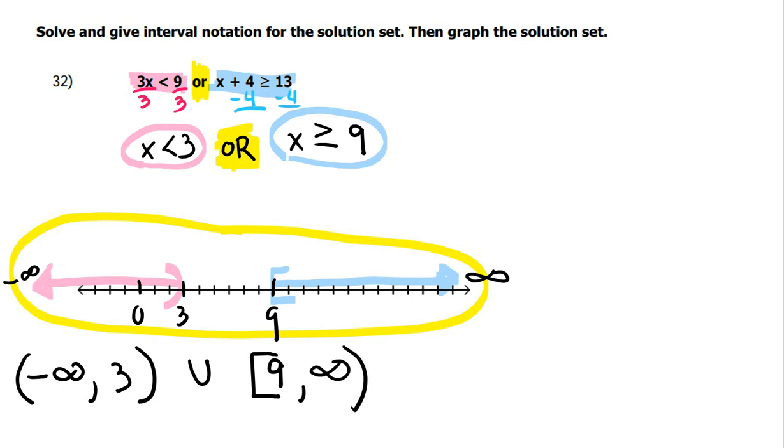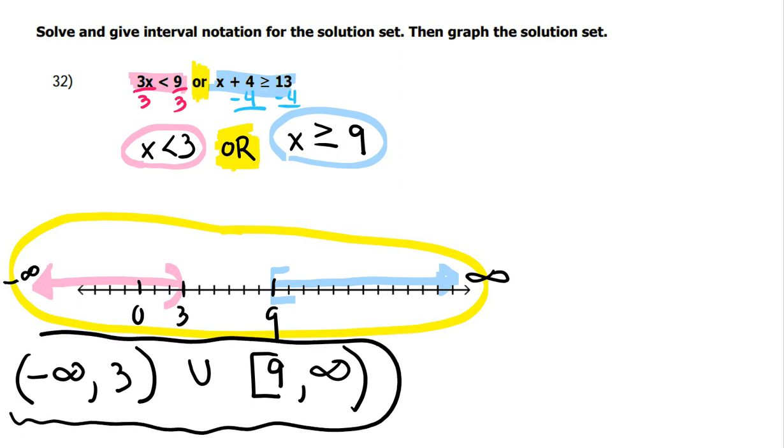And whether you're at negative infinity or positive infinity, you always give them a parenthesis, because technically you never get to infinity, okay? And so this would be my interval notation answer. And then there's the graph. And that's it.